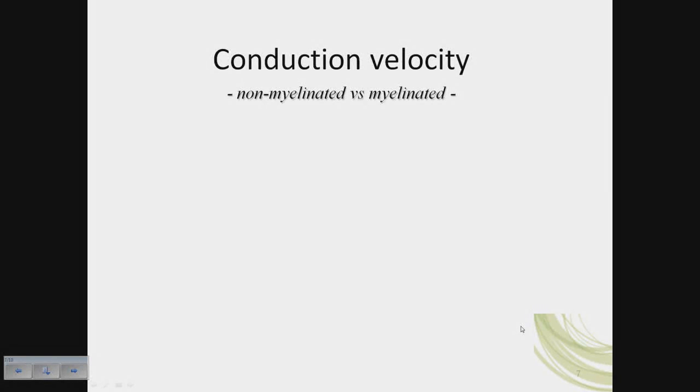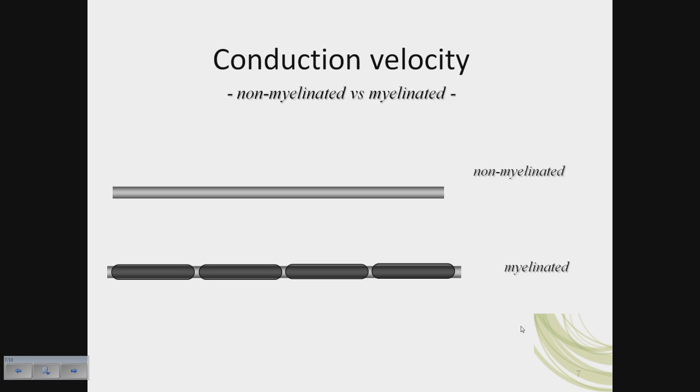All right, what about multiple sclerosis? Well, just to give you some brief background on neuron physiology, here we have two neurons. They are relatively the same length on the screen. One is non-myelinated and one is myelinated. With a non-myelinated neuron, an action potential would be conducted at a much slower rate. This is taking forever for the electrical signal to get all the way to the end.